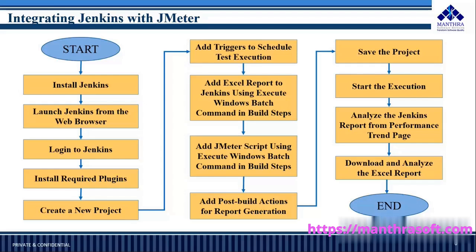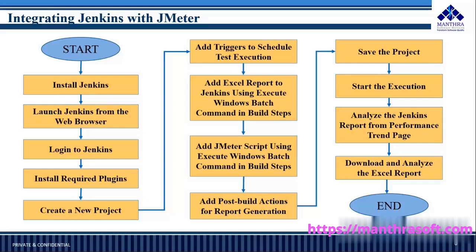6. Add triggers to schedule test execution. 7. Add Excel report to Jenkins using execute Windows batch command in build steps. 8. Add JMeter script using execute Windows batch command in build steps. 9. Add post-build actions for report generation.